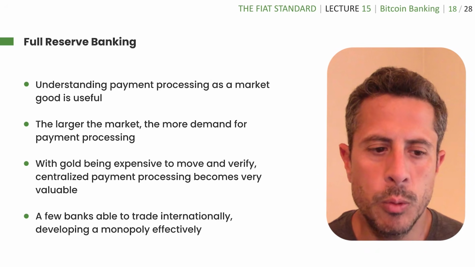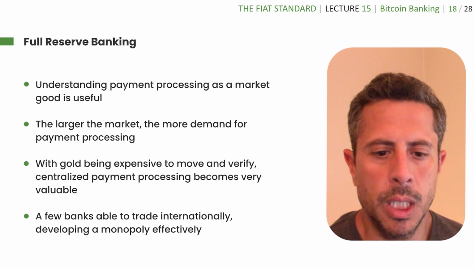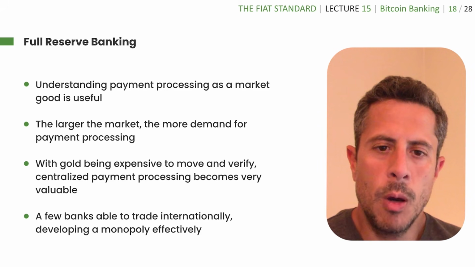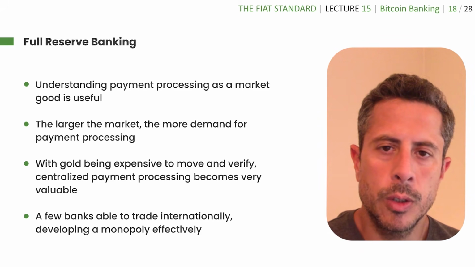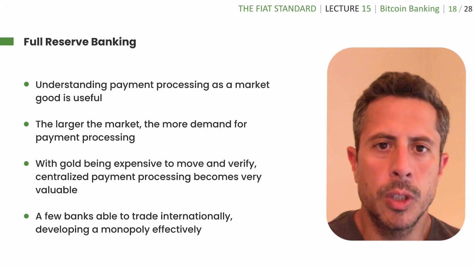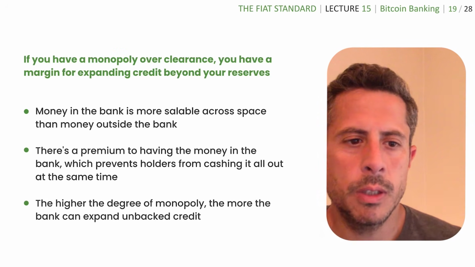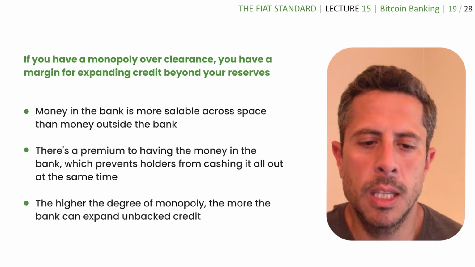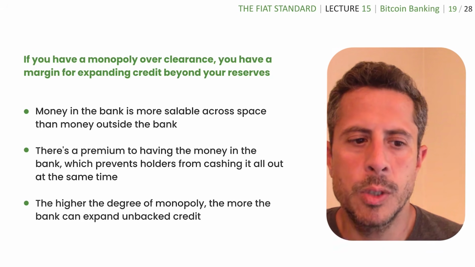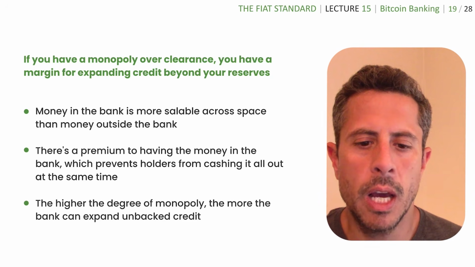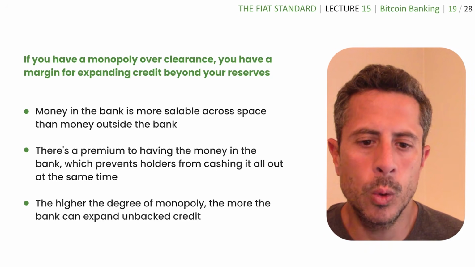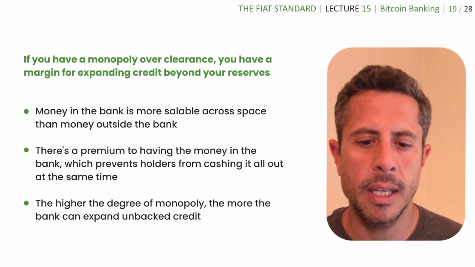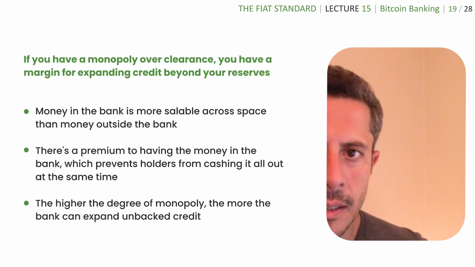With gold being expensive to move and verify, centralized payment processing becomes very valuable. If you have a monopoly on the ability of moving money around in a certain position, you effectively have a license to print money. So if you have a monopoly over clearance, you have a margin for expanding credit beyond your reserves, because money in the bank is more saleable across space than money outside the bank. There's effectively a premium to having the money in the bank, which prevents holders from cashing it all out at the same time. The higher the degree of monopoly, the more the bank can expand unbacked credit.